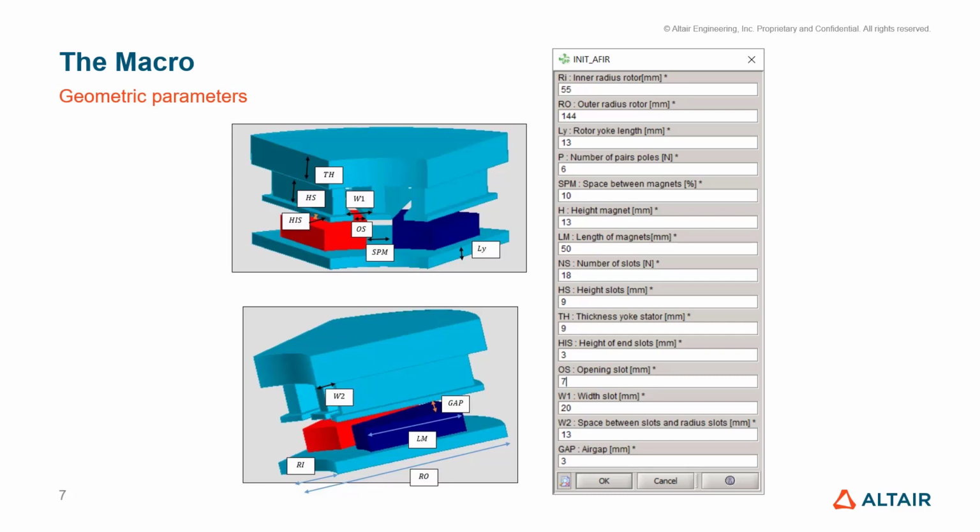We can find the inner radius rotor and the outer radius rotor, the rotor yoke length, the number of pole pairs, the space between magnets that is in percentage, just to avoid some errors in the geometry, the height and the length of the magnets, the number of slots, the height of the slots, the thickness of the stator yoke, the height of the end slots, the opening slots, the Y slots, the space between slots and radius slots, and at the end, the length of the air gap.